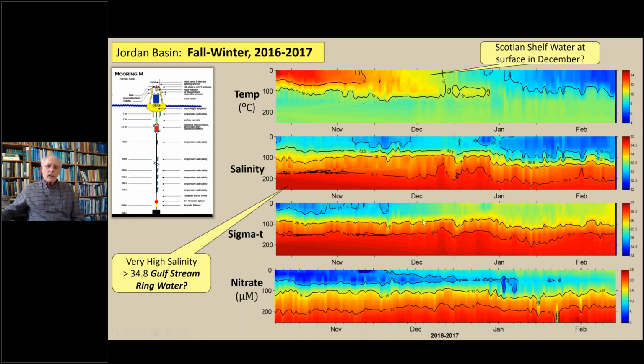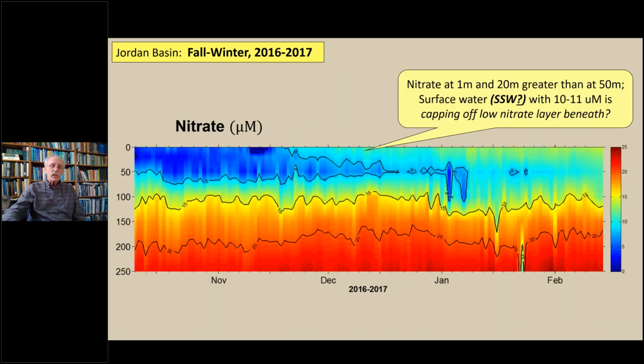But looking at the nitrate data, we see this interesting. Well, first of all, salinity data, we did see some very high salinity water coming in here at the bottom, which we speculated might be Gulf Stream ring water or Gulf Stream water of some kind. Nitrate was fascinating because we saw apparently coming in with Scotian shelf water, not necessarily low nitrate water, but high nitrate water sitting on top of low nitrate water and then increasing with depth again. That was a very curious phenomenon. This is a close-up showing how it seems to sandwich a layer beneath it at 50 meters, which is lower in nitrate.